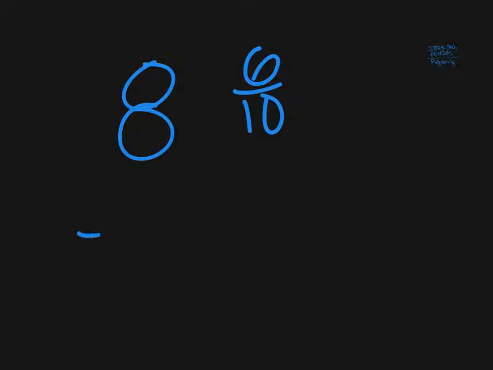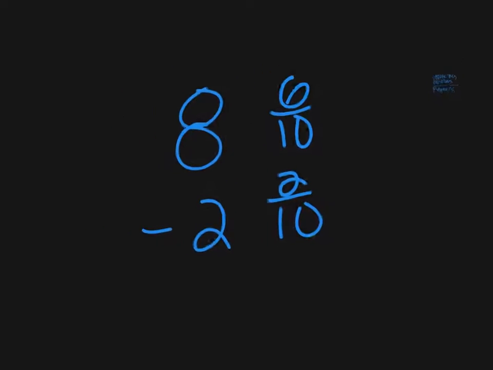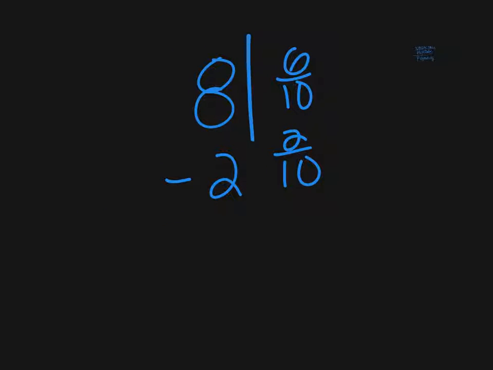Okay, let's do this one without regrouping. We're just going to subtract a mixed number. So let's do this one: 8 and 6/10 subtract 2 and 2/10. Now we're going to set it up the same way we've been setting up all of our fraction problems, just like this.